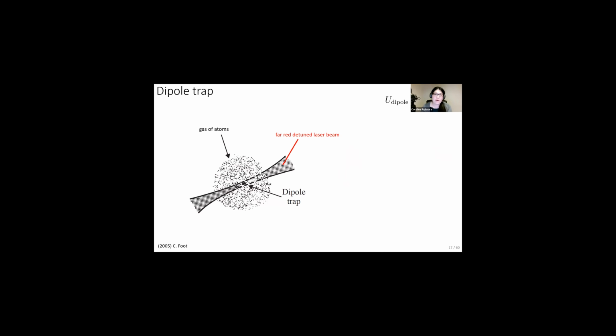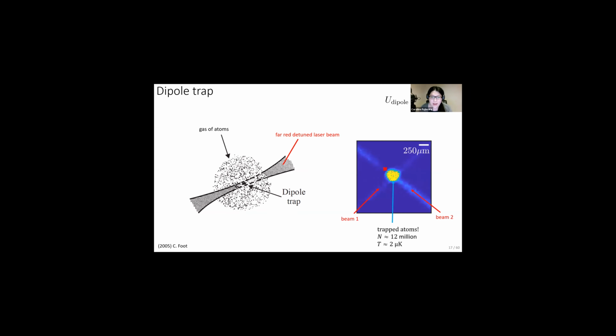Cool. So how do I make a trap of this kind? Well, let's take that gas of atoms that I was showing you previously, that fluorescing ball of lithium, and shine on it a very intense laser beam, which is this far red-tuned laser beam, and there will be a dipole potential, which is given by this expression top right, as I've shown you before. If I make this term delta, which is the detuning, negative, that is to say red-tuned, it'll be an attractive potential. And so atoms will be preferentially attracted to regions of highest laser intensity.